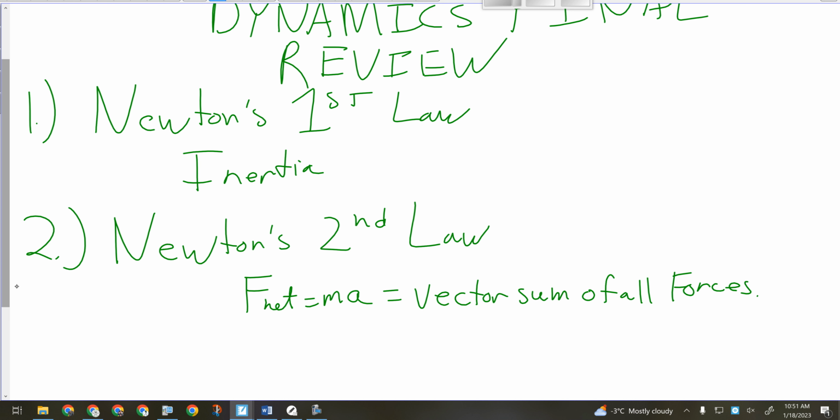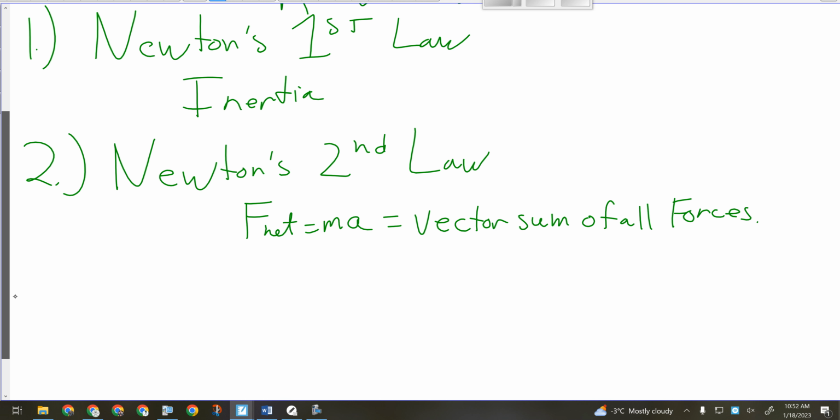An involved one could be you're pulling a box up a ramp and there's friction and so on. Well, now there's 3 forces involved, 5 forces involved. Do we have to identify them all? That would be more involved. Doesn't mean that it's any more difficult. There's just more stuff to be aware of.